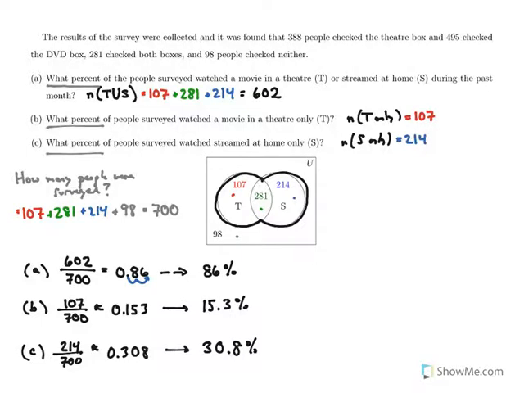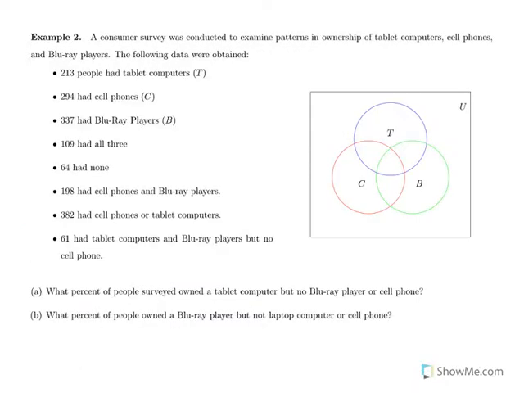All right, so let's try this again. This time we're going to have 3 circles involved. So let's introduce the problem, then we'll talk about how to deal with this. A consumer survey was conducted to examine patterns in ownership of tablets, cell phones, and Blu-ray players. The following data were obtained. 213 people had tablets, 294 had cell phones, 337 had Blu-ray players. We're going to call those 3 sets T, C, and B.